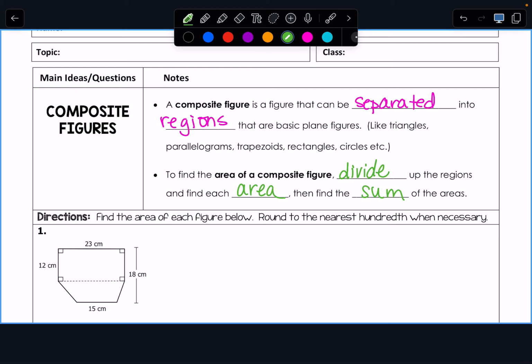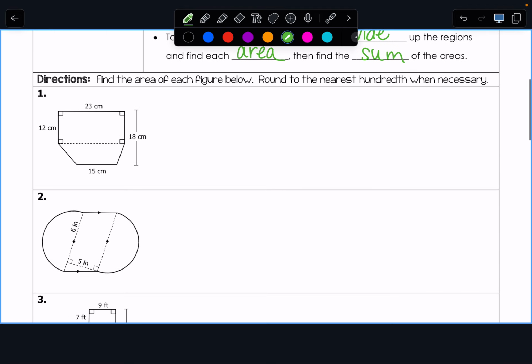All right. So I want you to look at number 1. How many shapes would we cut this into? Okay. So we have, what is this shape? Oh, okay. We have a rectangle plus, what's the other one? A trapezoid.